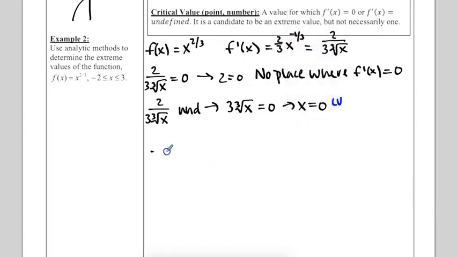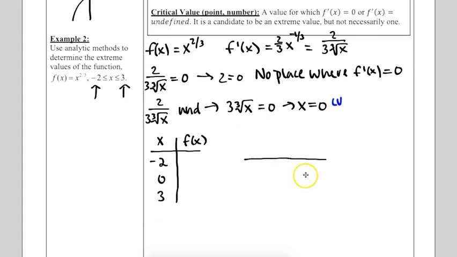So we have one critical value. We also need to keep in mind what our endpoints are. So making a table, here we have it. I have -2, I have 0, and I have 3. So those are my 3 potential places. What we're going to do is use a sign chart. That's something I know that you did in pre-calc.